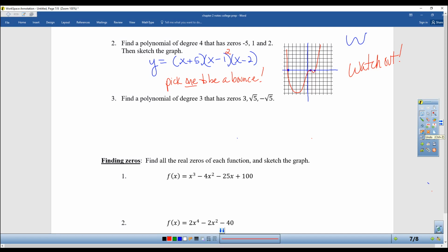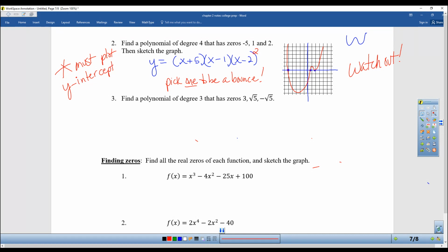Or if I had picked 2, so I'm going to erase that and just show you. If I had picked 2 to be my bounce, then I would have had to come down, go up, and then 2 would have been my bounce. You see how you can make different things work? So you have choices. Now, I actually have a really good reason for picking 1. Or I was just going to say, if this is your bounce, don't forget, you must plot the y-intercept.